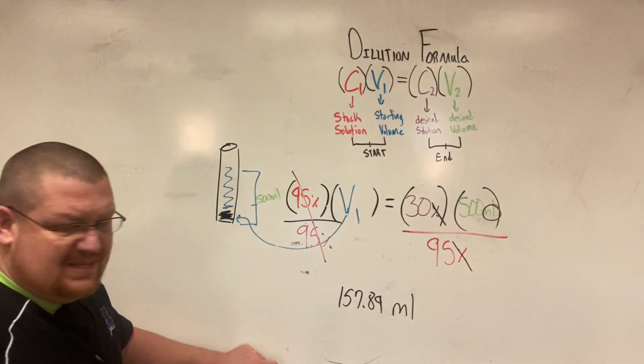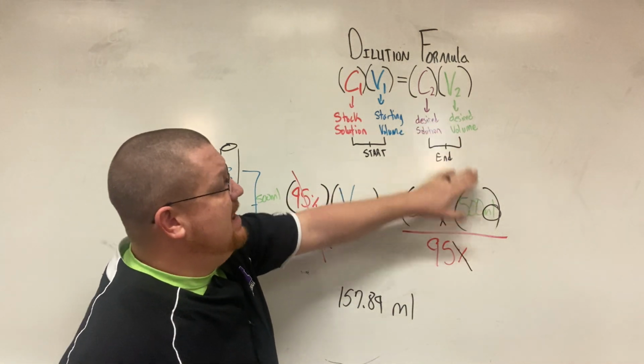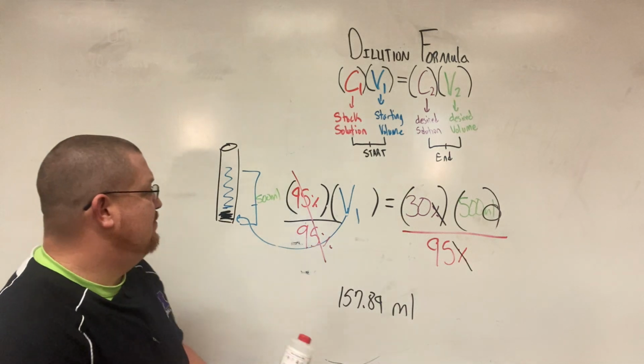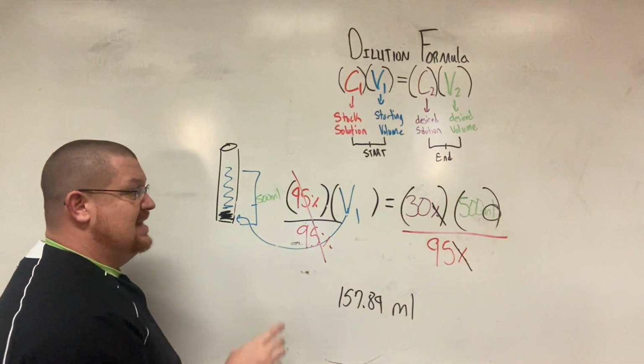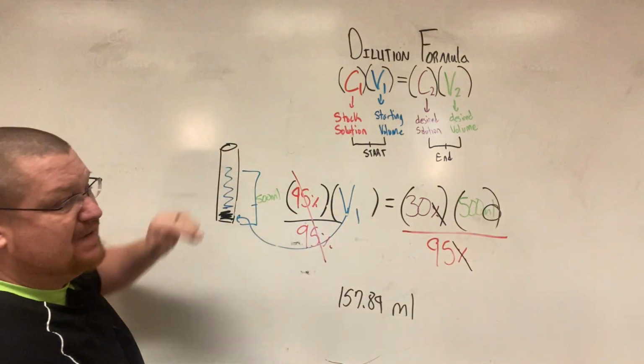And that's our answer. What this tells us is that to make 500 milliliters of a 30% alcohol solution with this, I would start with 157.89 milliliters, and then I would dilute that to my desired volume, which would be 500.